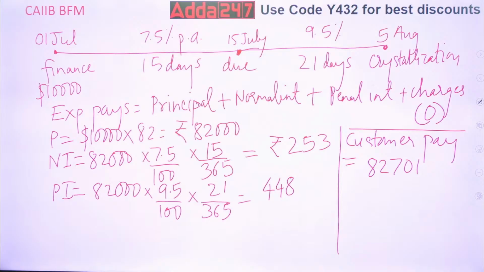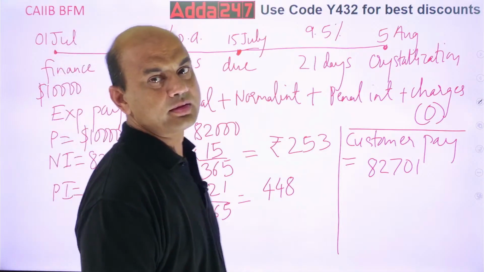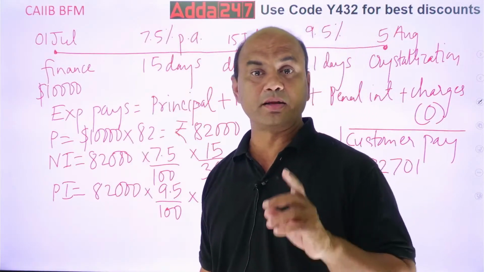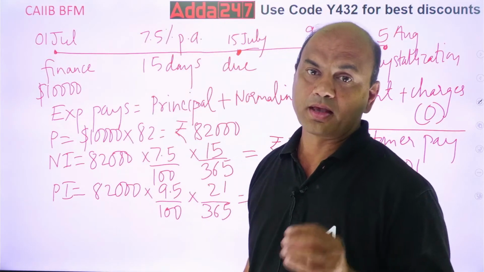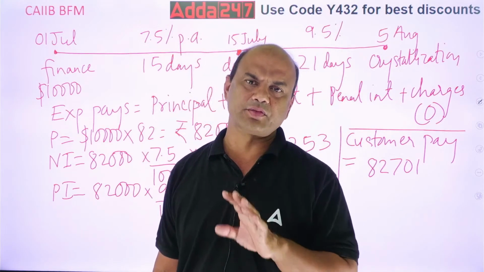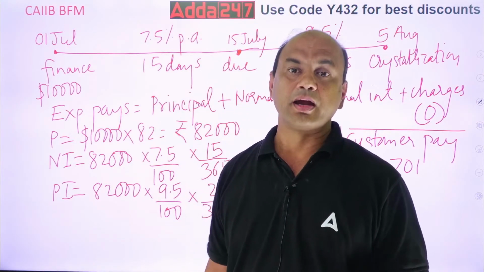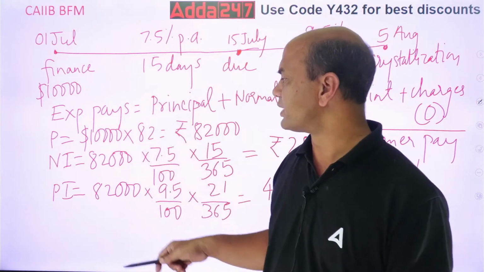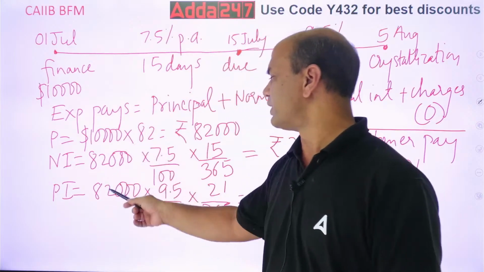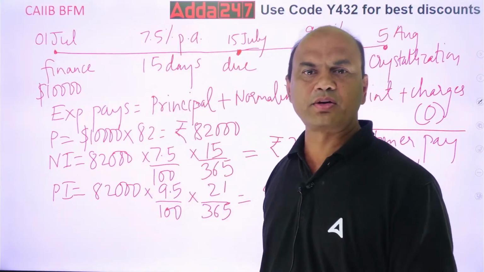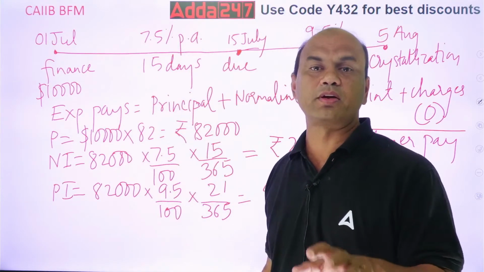This is an important numerical for crystallization. Crystallization is an important topic in the exam. Every time, in every BFM exam, crystallization of exports will be asked. If this case study comes, it will be for 5 marks. Various elements will be asked: 1 mark for this, 1 for this, 1 for this, so 3 marks here, plus some charges will be given, and they'll adjust it to make it 5 marks.